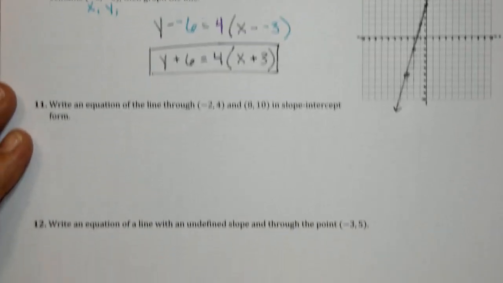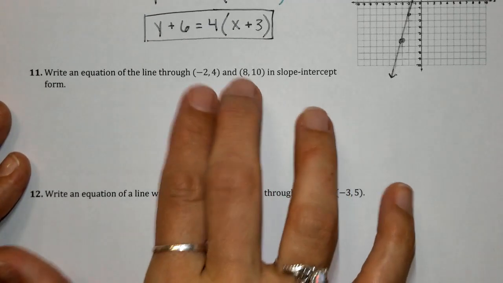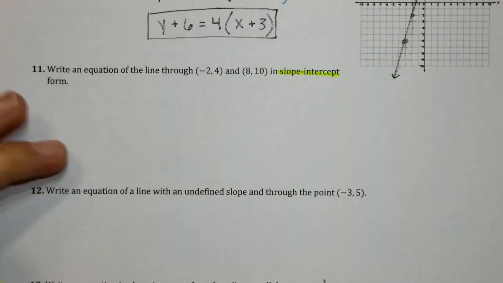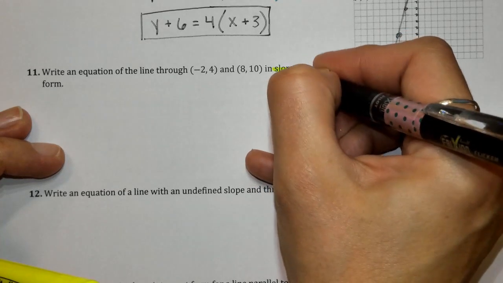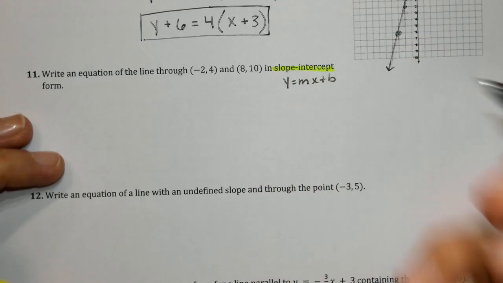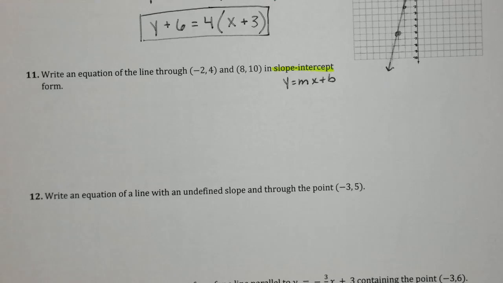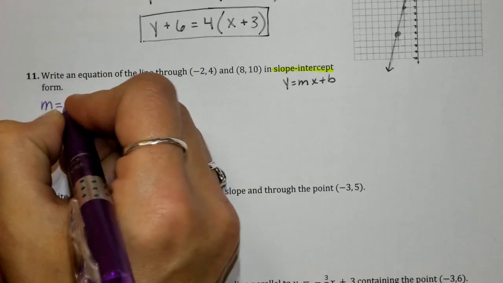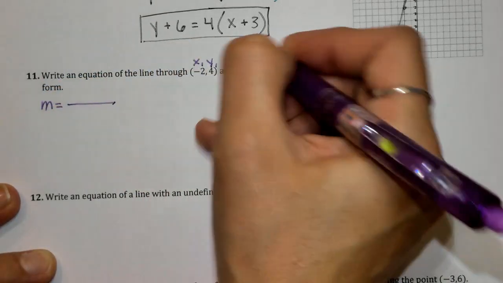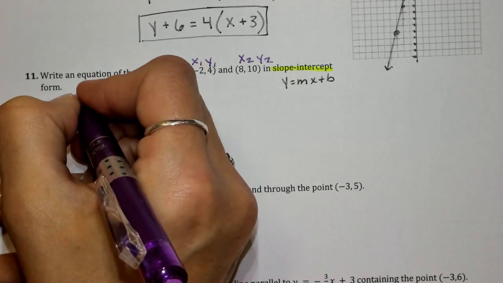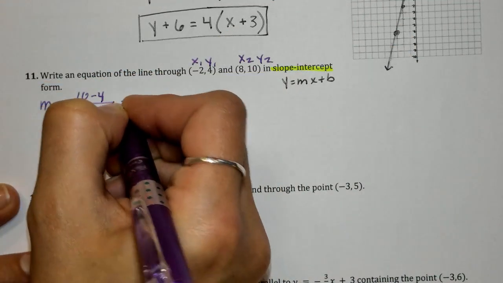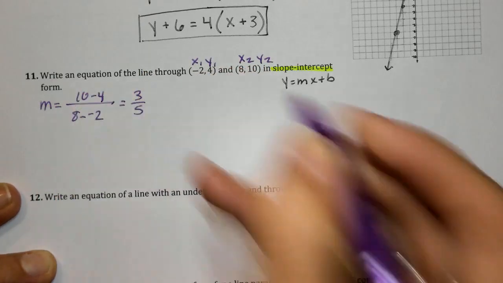So the next one, we're going to write an equation of a line that goes through these 2 points, and we're going to put it in slope-intercept form. Your slope-intercept is going to be y equals mx plus b. So again, we can look for b using one of these points. We'll go ahead and do that here in a minute. Let's take a look at our slope first. Your slope, we're going to have x1, y1, x2, y2. We will have 10 minus 4 over 8 minus a -2. This will come out to a 3/5 slope.